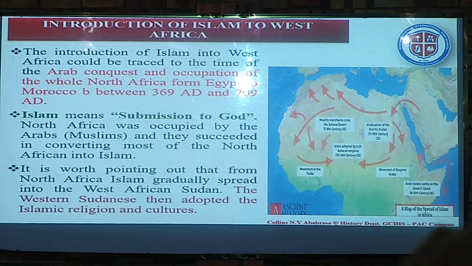And North Africa was occupied by the Arabs, and they succeeded in converting most of the North African countries to the Islamic religion. It is worth pointing out that from North Africa, Islam gradually spread into the West African Sudan, and the Western Sudanese then adopted the Islamic religion and culture.